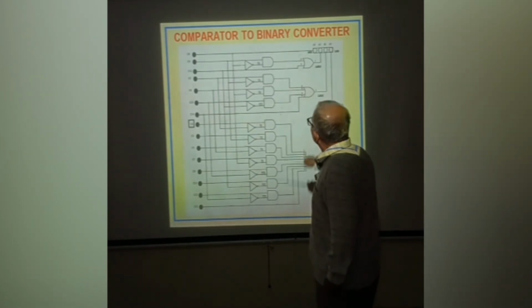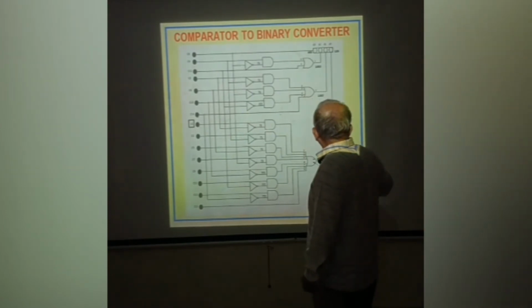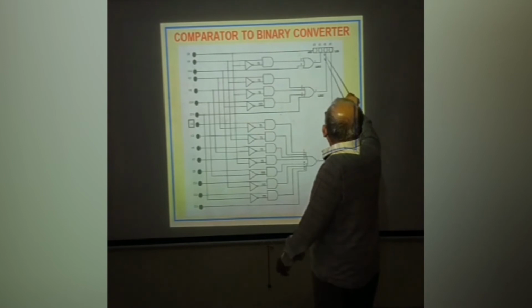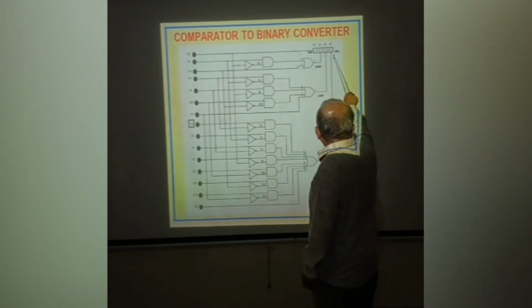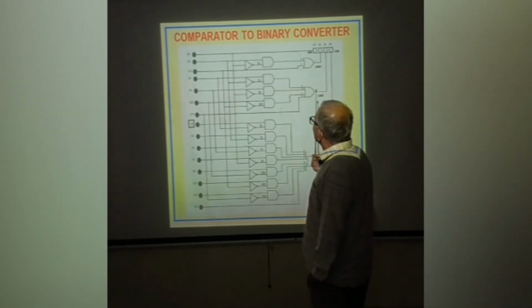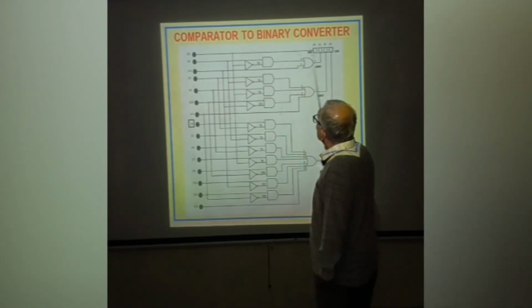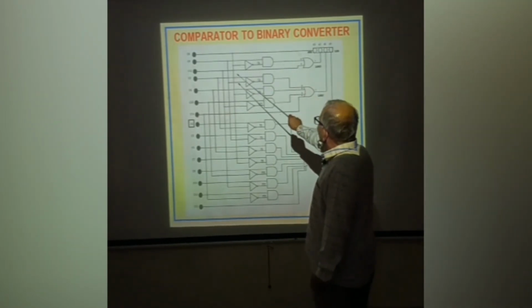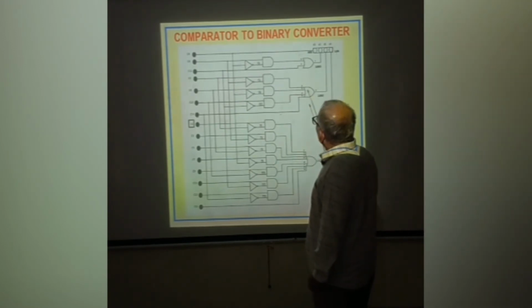These are NOT gates, these are AND gates, these are NOR gates, and these are output indicators. This is the LSB, least significant bit, and this is the MSB, most significant bit. This is a 4-bit digital output. And this circuit, you can see how gigantic it is, and we are trying to make just a 4-bit converter. So these are the 4-bit outputs of the analog to digital converter.